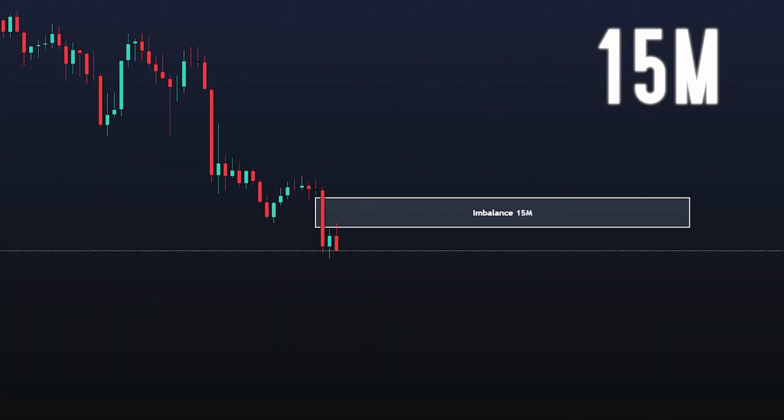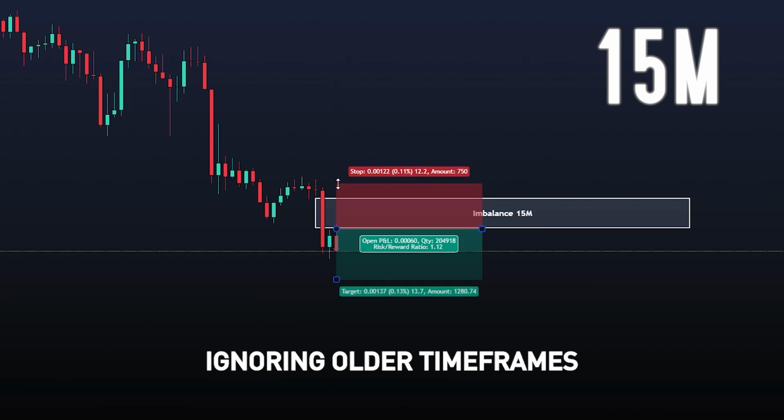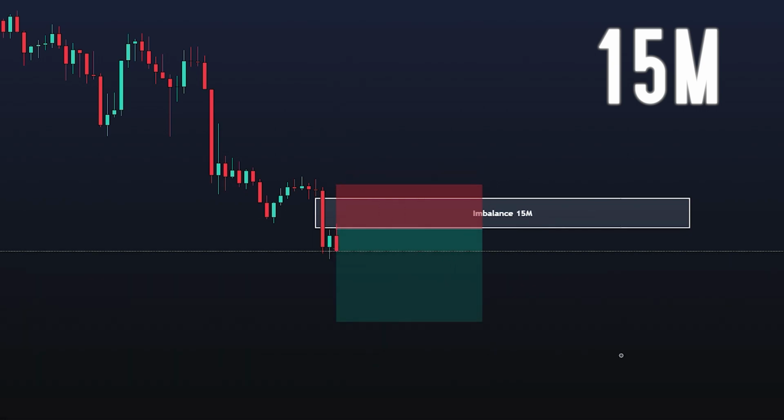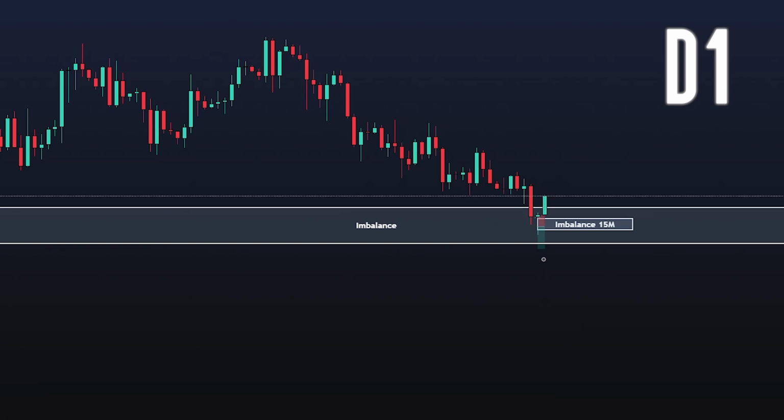The first mistake is ignoring higher timeframes. Traders often see FVG on the lower timeframe and immediately enter the trade. But if the trend is directed in the opposite direction on H4 or D1, the probability of successful execution of the zone drops sharply. Always analyze the context. Imbalances on the higher timeframes have priority over the lower ones.